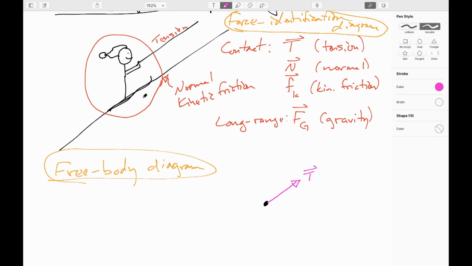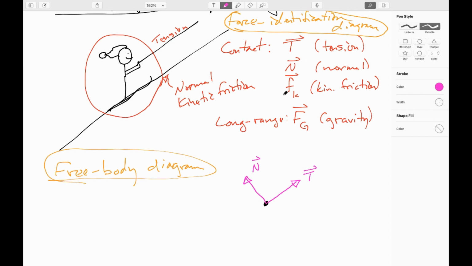So it must be that it's pushing up-ish on the skier, trying to keep it from going through. So we'll go ahead and draw in our normal force, like so.